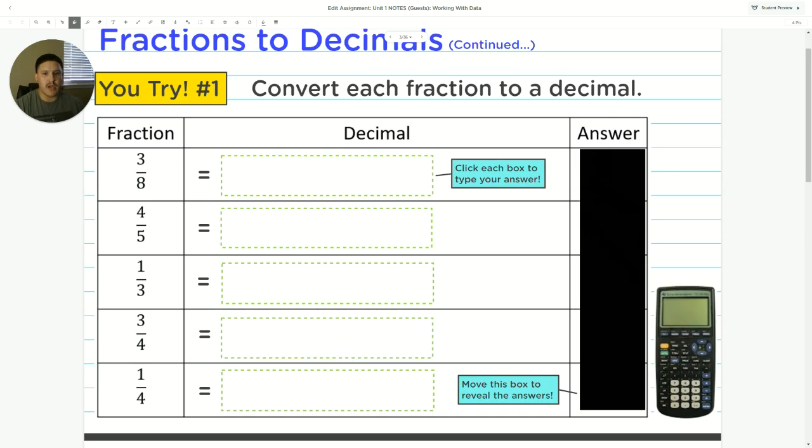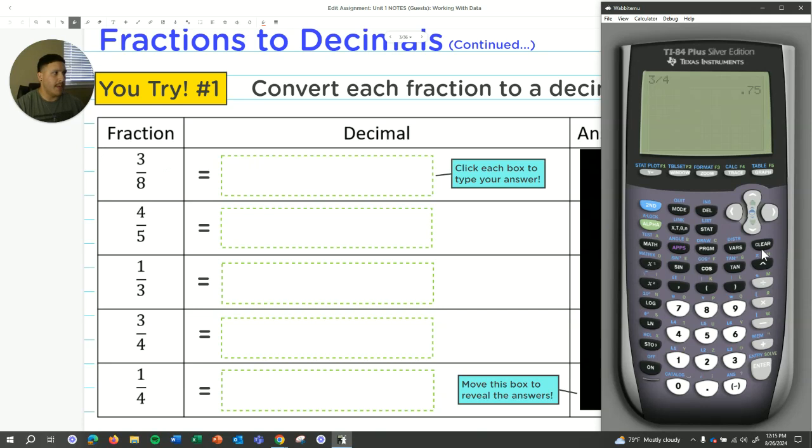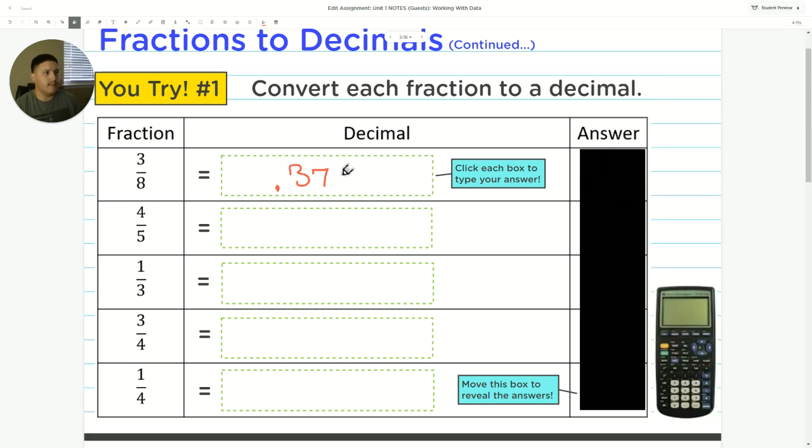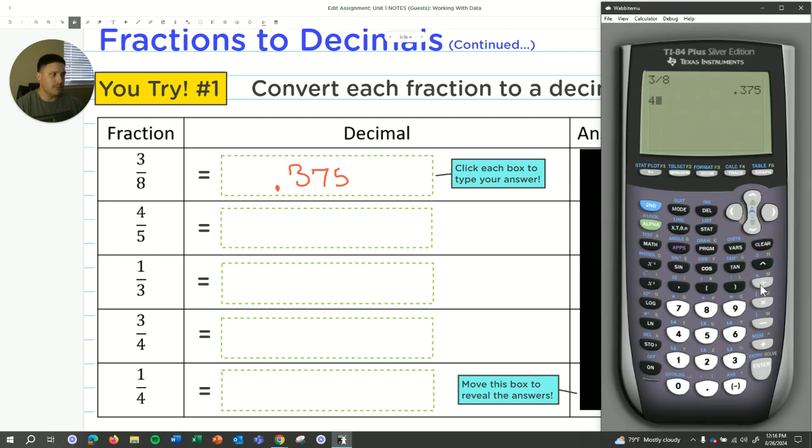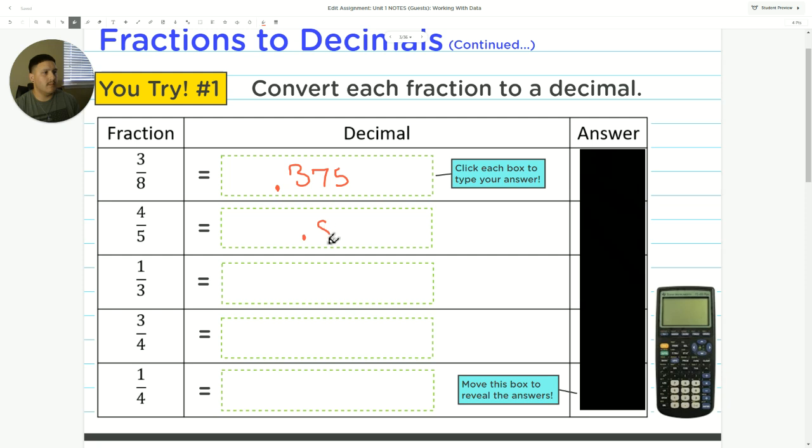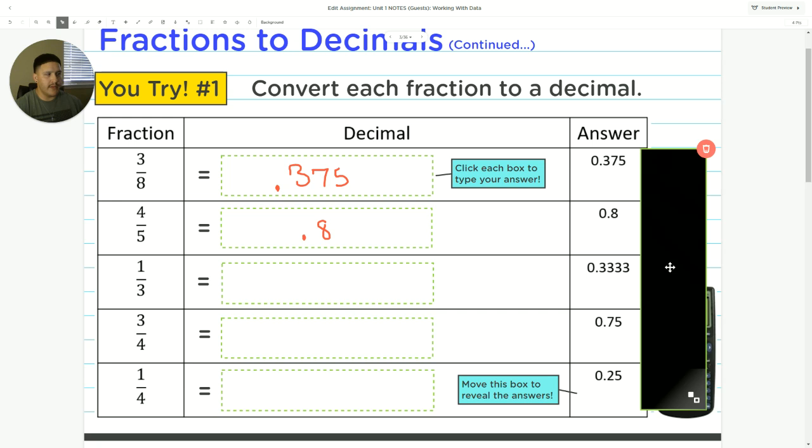Starting with 3/8, I'm going to plug that into my calculator. 3 divided by 8 should give you 0.375. I'm going to do the same thing with 4/5. 4 divided by 5 will give you 0.8. And then 1/3, 3/4, and 1/4, you'll do the exact same thing. So I'm just going to reveal the answers over here on the right. You can move this box if you are on Class Kick doing these problems.